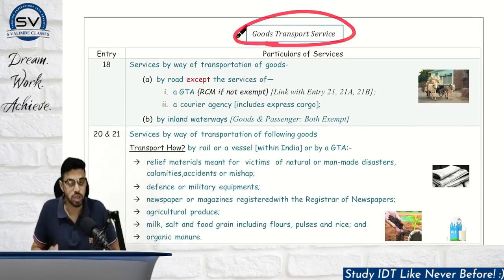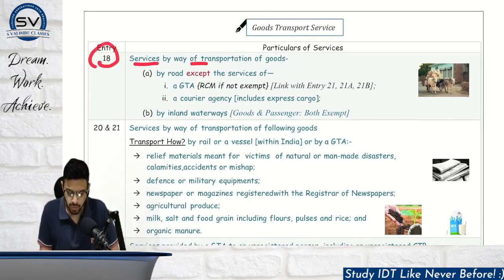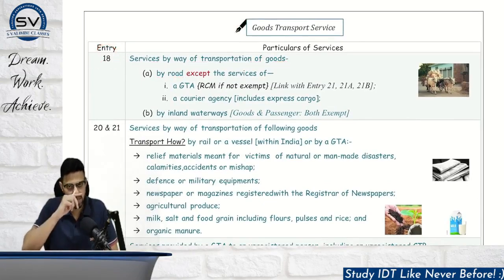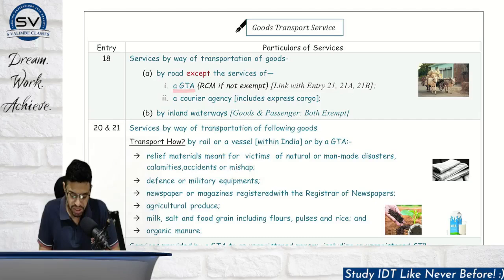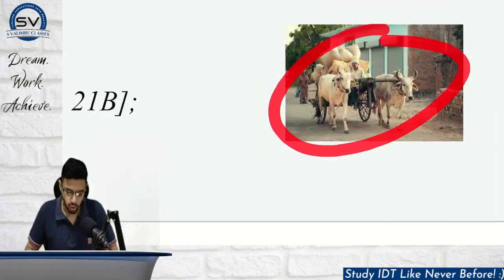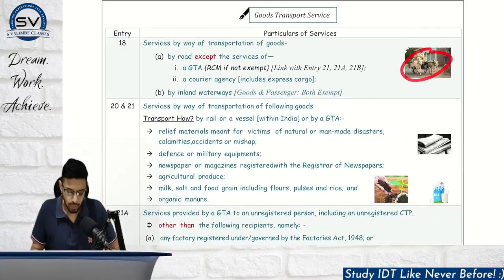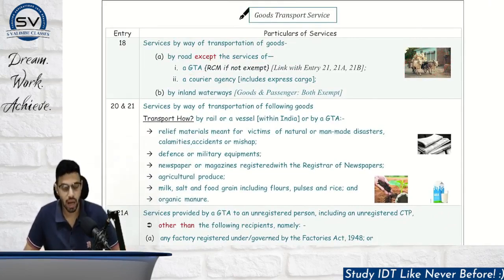Now let's talk about goods transportation service. Public transportation is done. Entry number 18, services by way of transportation of goods by road. So anything by road is exempt except GTA and courier agency. But for GTA also there are some exemption entries under 21, 21A and 21B that we will study later. So GTA and courier agency are taxable, and other than that, for example, a bullock cart, right? These are examples of by road, or some non-motorized vehicle, anything it can be. Apart from that, with respect to GTA, if the service is not exempt, then RCM also applies.